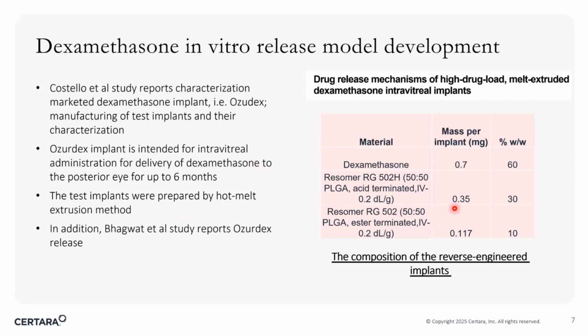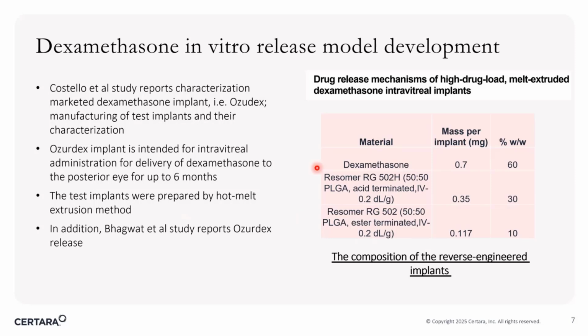If you look at the composition of this implant, the implant has dexamethasone. It has a 50-50 lactide to glycolide ratio polymer. Acid terminated polymer is about 30 percent, whereas ester terminated is 10 percent. So in the model, we do not explicitly consider ester terminated polymer. We can consider the effect of ester terminated polymer by accounting for contact angle. If ester terminated polymer is there, you can expect the contact angle value would increase compared to acid terminated polymer. We can do that if we have a measurement, but for this particular case example, we did not consider that.